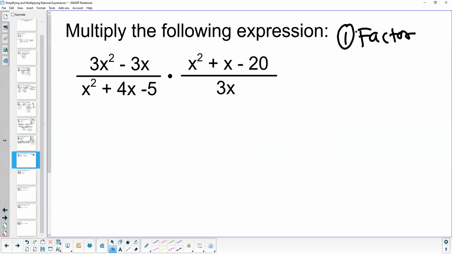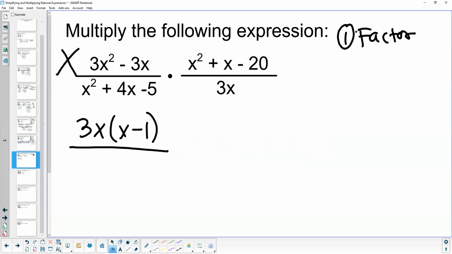So I'm going to factor this top piece. We can factor out a 3x and we get an x minus 1. And then in the bottom here, we're going to use our x method. And we want 2 numbers that multiply to -5 and add to 4. Well, that's going to be a 5 and a -1. So on the bottom here, I've got an x plus 5 and an x minus 1.